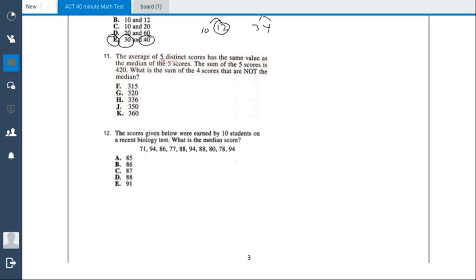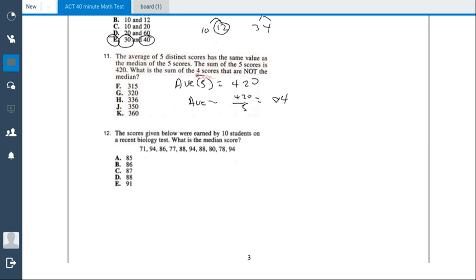The average of 5 distinct values is the same as the median score of the 5 values. The sum of the 5 scores is 420. So that means that the average times 5 is equal to 420. So when I take this and find the average of it, it means that the average value would be equal to 420 divided by 5, which is equal to 84.